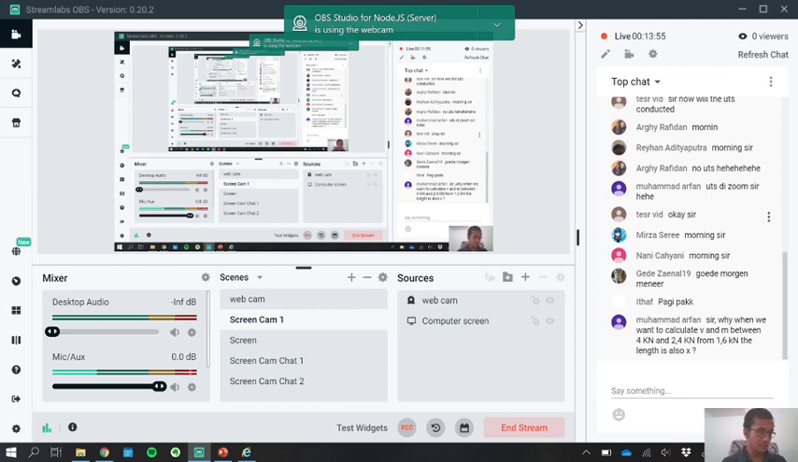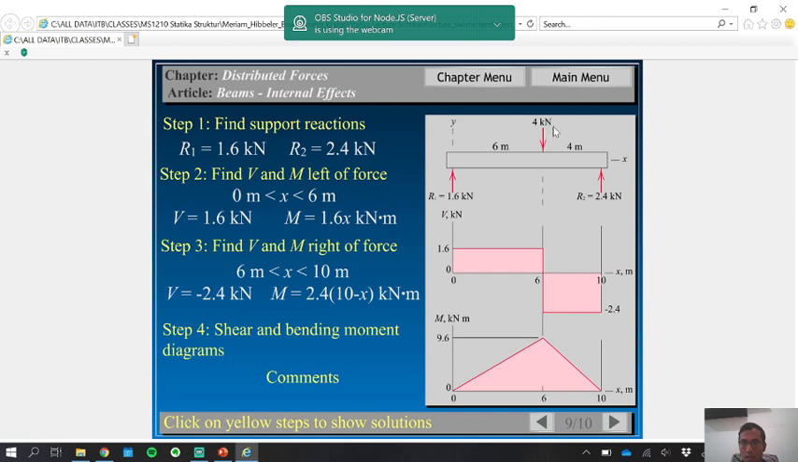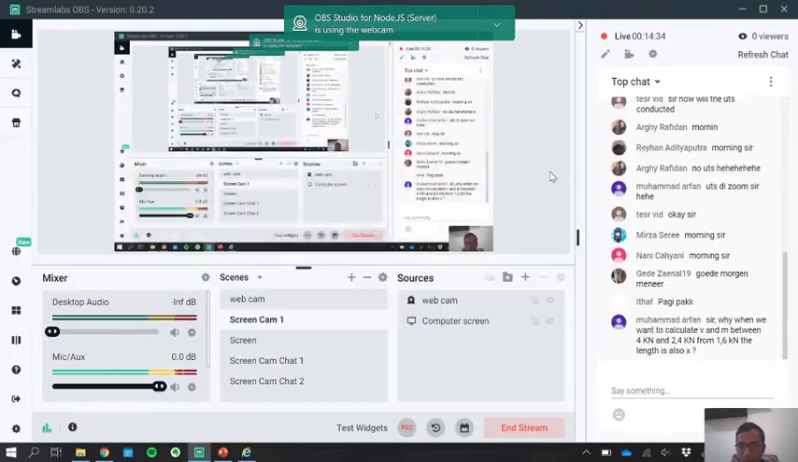Muhammad Arfan. Okay, let me turn it off first. Muhammad Arfan: Sir, why when we want to calculate phi and m between 4 kilonewton and 2.4 kilonewton, from 1.6 kilonewton, the length is also x? You mean 4 kilonewton to 2.4 kilonewton. Okay, this one. Why is the length also x?